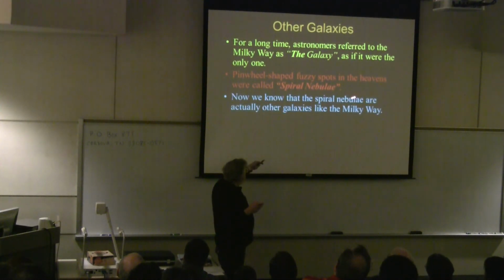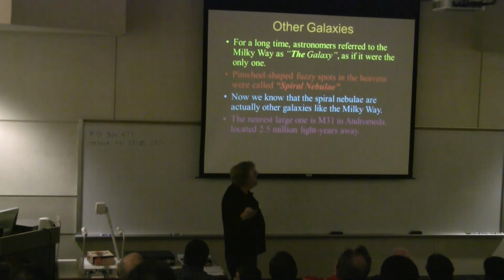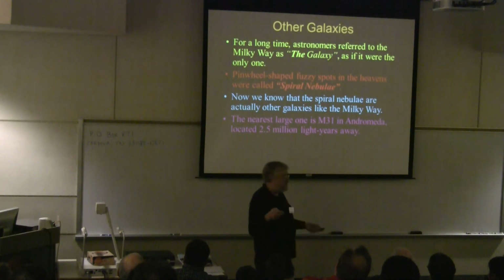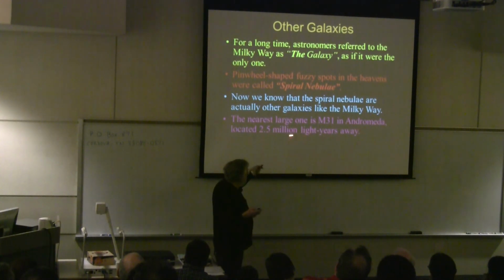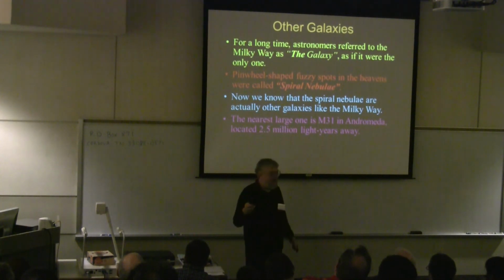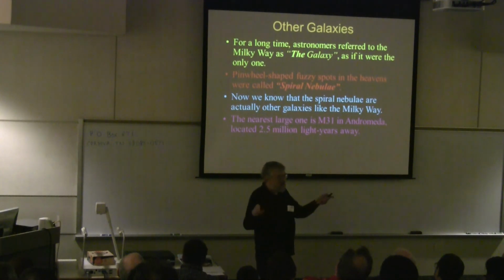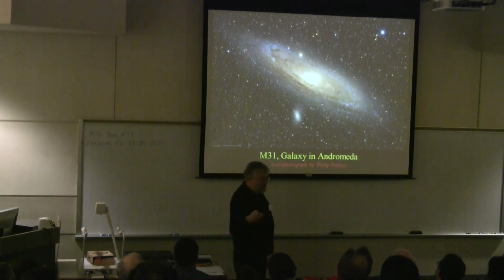Now we know that the spiral nebulae are actually other galaxies like the Milky Way, and that we're not the only one. The nearest big one is M31 in Andromeda, frequently called the Andromeda Galaxy, or just Andromeda. Andromeda is really a constellation, so that's not a good name for it. It's 2.5 million light years away. Notice how the numbers jumped then. 100,000 for our galaxy diameter, 2.5 million. That's 25 times farther than the size of our own galaxy to the nearest other galaxy. Here's a picture of it.